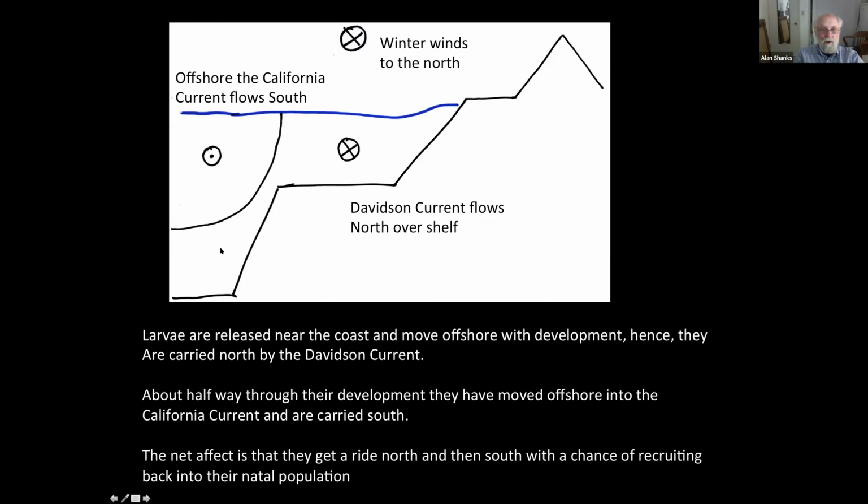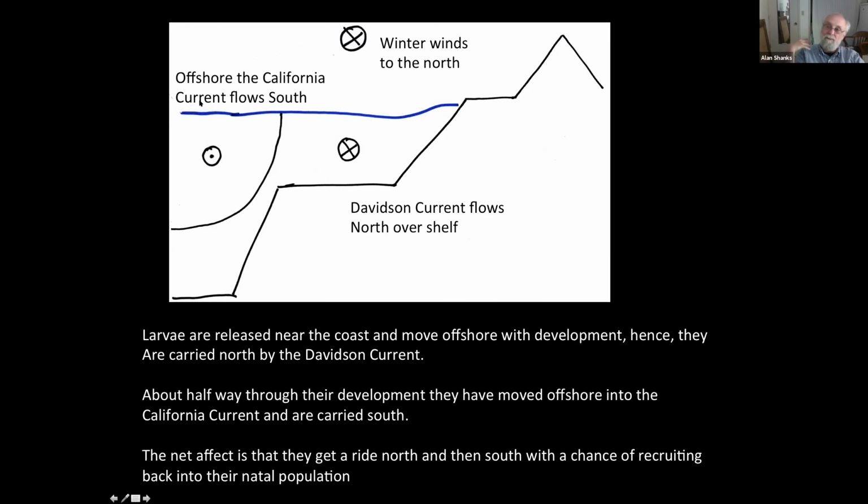So we've got a cartoon here. This is the continental slope, this is the continental shelf, and this is land. And the blue line is the surface of the ocean. At the time they are released, there's a current called the Davidson current, and it is flowing northward, into the board. That's why this little X is here. Winds are into the board as well. The winter winds are blowing to the north.